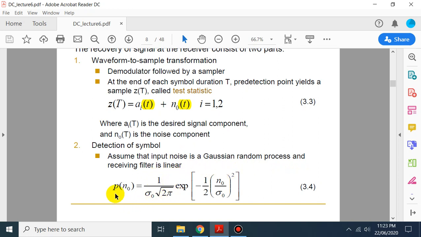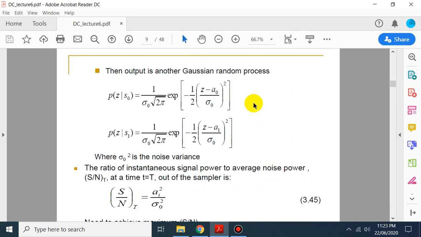Then we represent it with the probability density function p(n_0), which is equal to 1 over sigma_0 root 2 pi times exponential of minus 1/2 times (n_0 over sigma_0) squared. This is from the Gaussian distribution function. So this is the behavior: if we consider the input noise as a Gaussian random process, then it will have a probability density function like this.